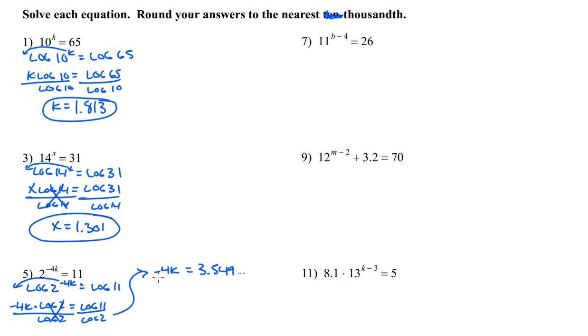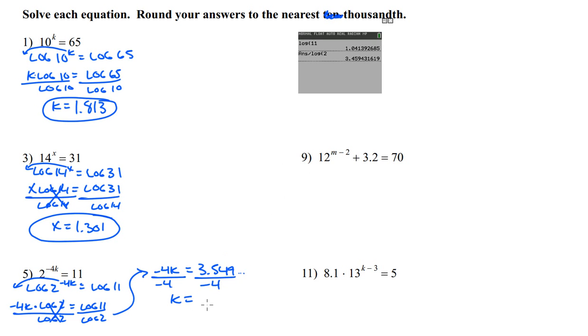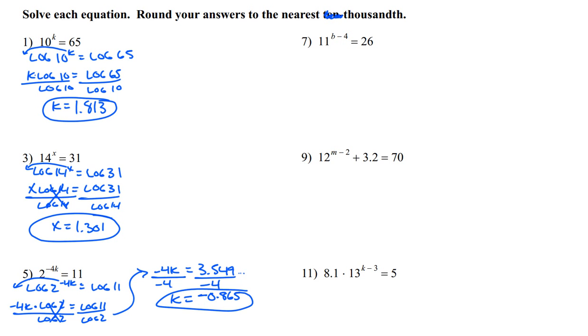But our last step is we've got to divide by negative 4 so that we can get that k all by itself. So what we want to do is just leave our calculator the way it was and say, I want to divide by negative 4. And that gives us negative 0.865 if we round it. Negative 0.865 would be what k would have to equal.